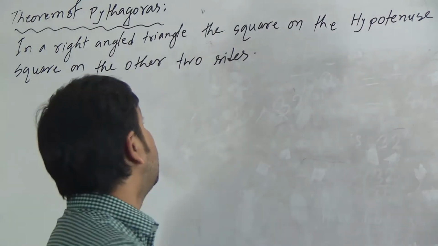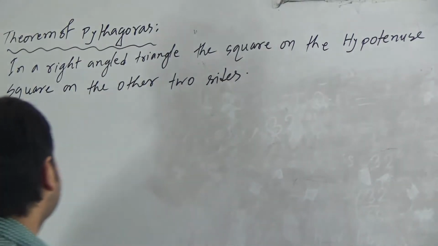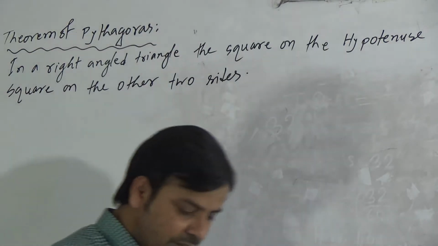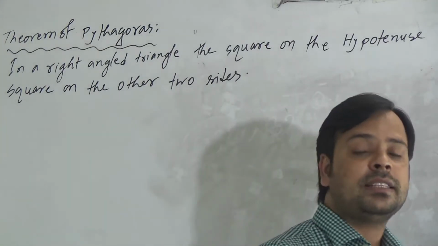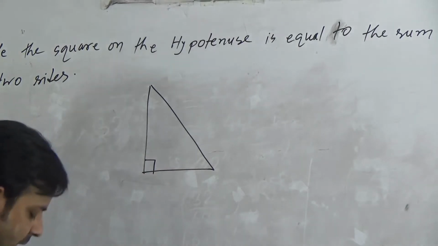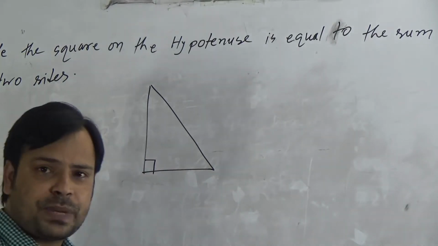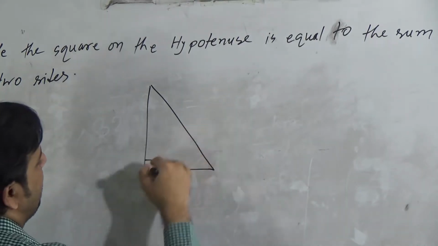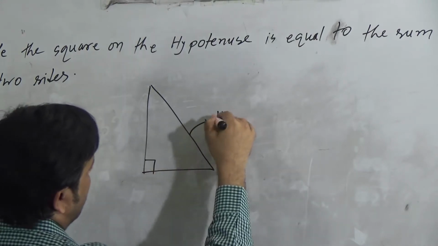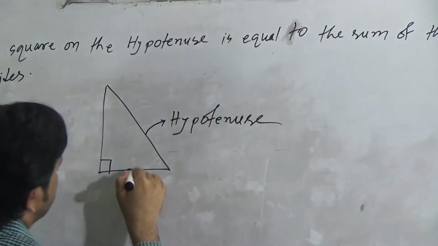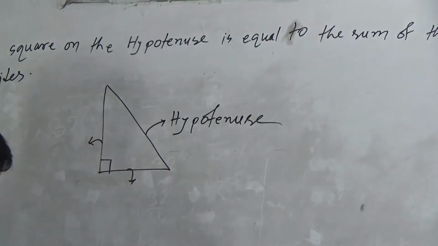Dear students, in this statement at first it is written in a right angled triangle. So at first we have to know a right angled triangle. I think all of you know the right angled triangle. A triangle whose one angle is right angle is known as a right angle triangle. This is a special triangle. It has three sides. The side opposite to the right angle is known as hypotenuse. And these two sides are other sides.